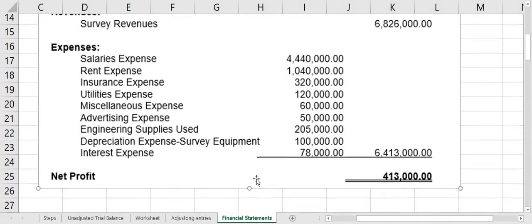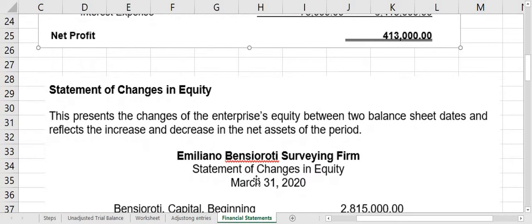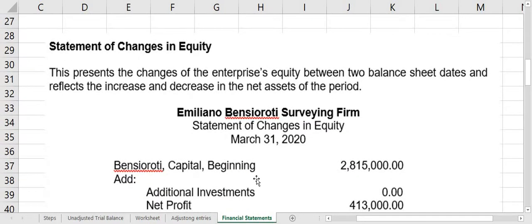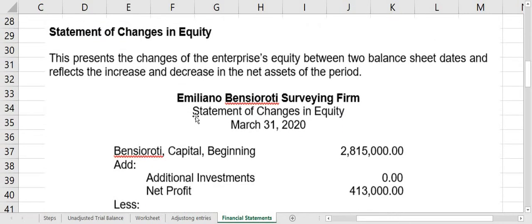So we're done with the income statement. Next is the statement of changes in equity. This presents the changes of the enterprise equity between two balance sheet dates and reflects the increase and decrease in the net assets of the period. So, ito yung statement natin with regards to the equity of Emiliano Bensurati Surveying Firm.